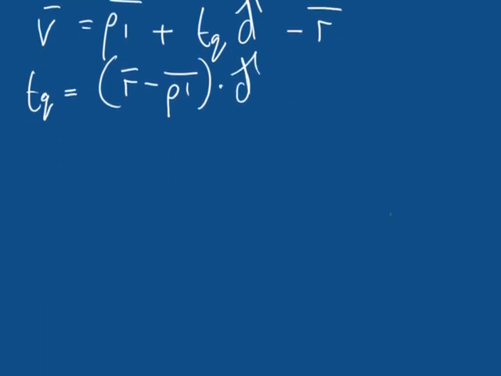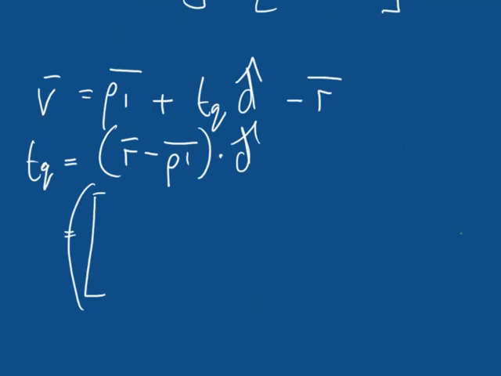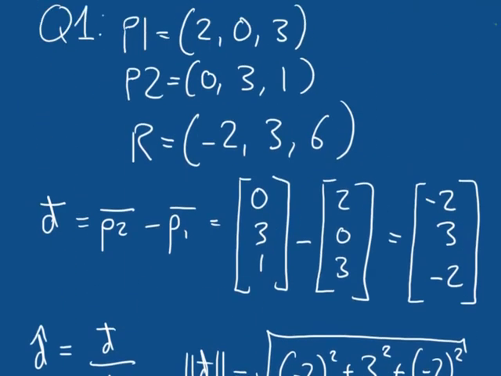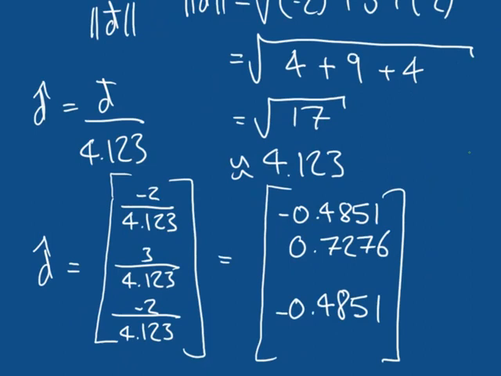So let's solve for Q. It's going to be equal to, our vector R is the position vector of point R, so it's (minus 2, 3, 6), minus P1, the position vector for point P1, so that's (2, 0, 3).